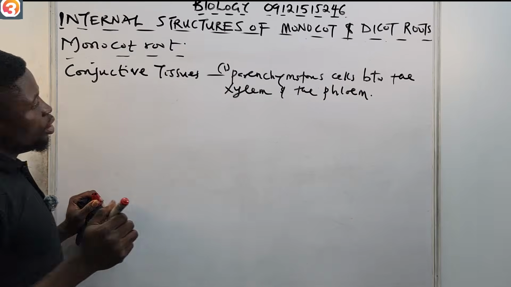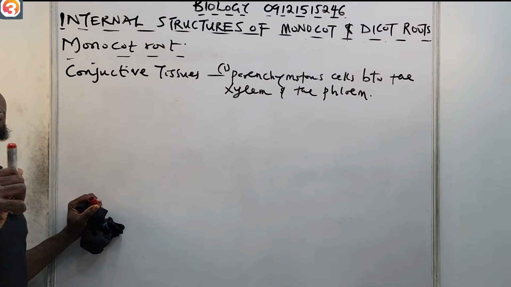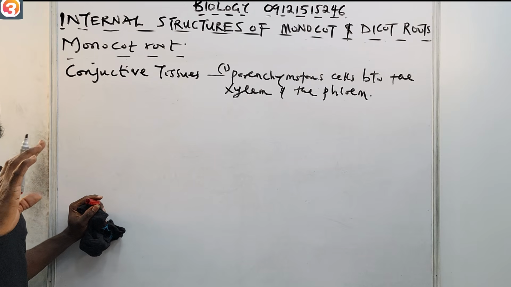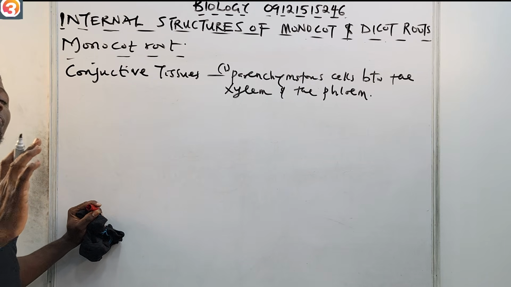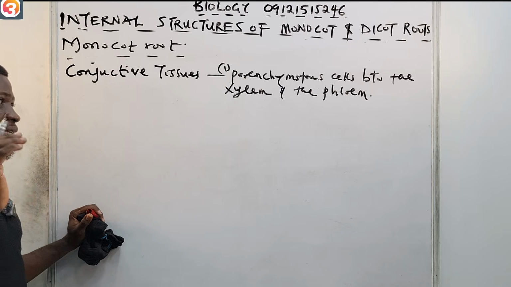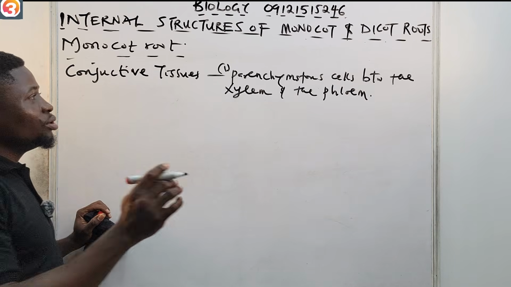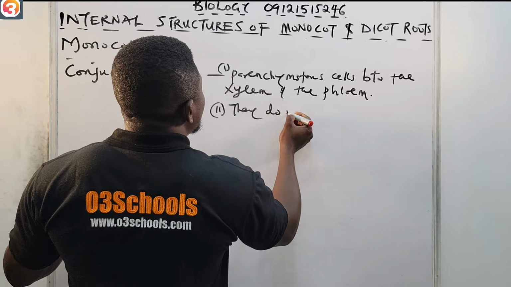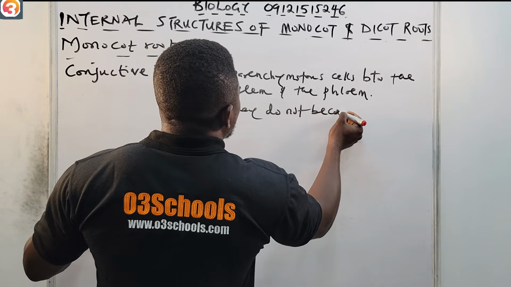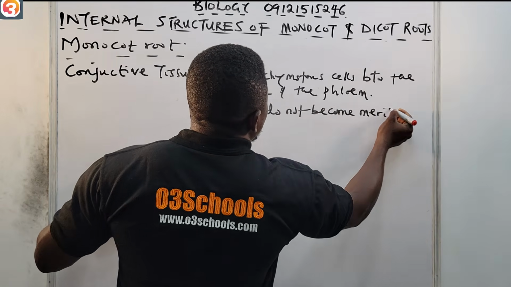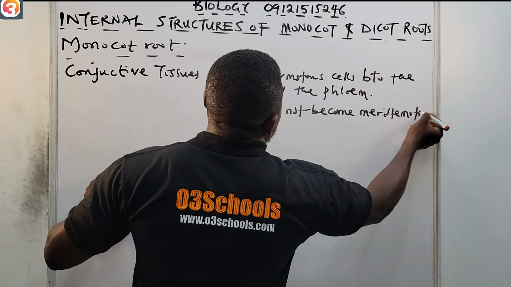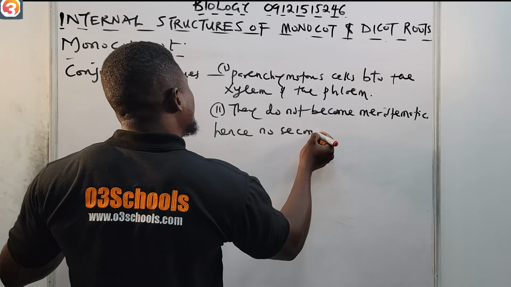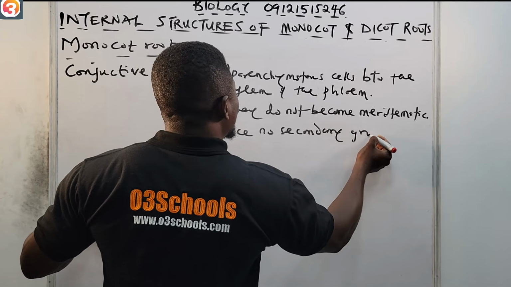And of course, they do not become meristematic. That is why I say that our monocot does not have secondary growth. They do not become meristematic, so that is why they do not usually have secondary growth. So number two, they do not become meristematic, hence no secondary growth.